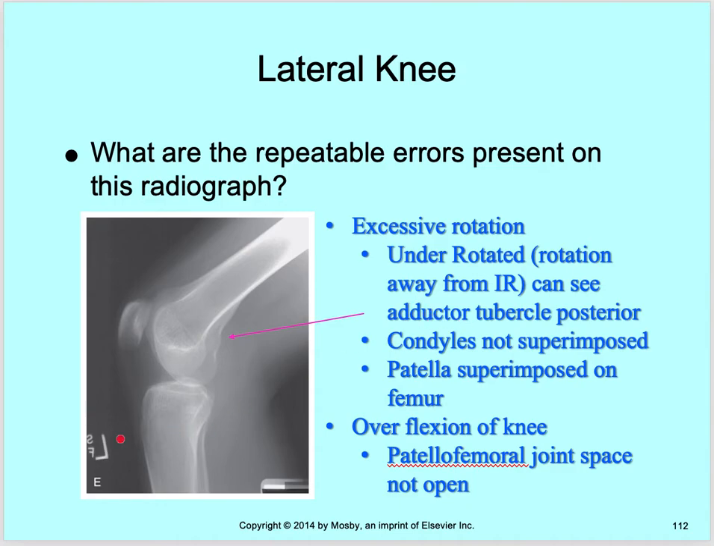And then as your left knee here, you're seeing that adductor tubercle posteriorly here, and is showing under rotation, so a rotation away from the image receptor.